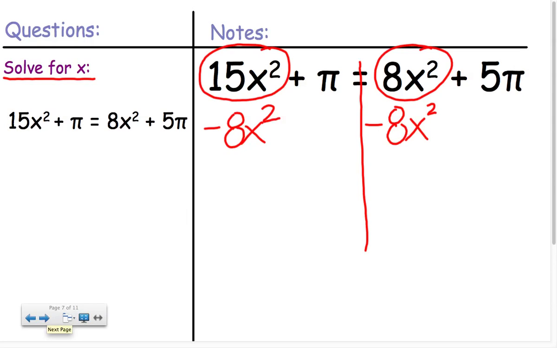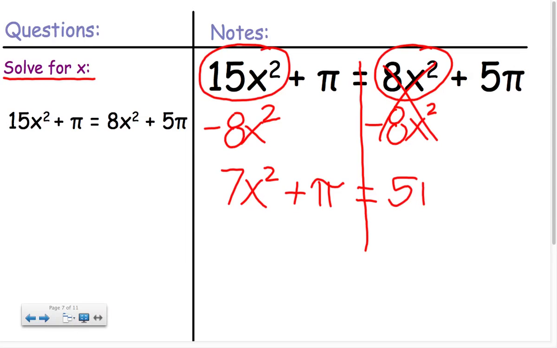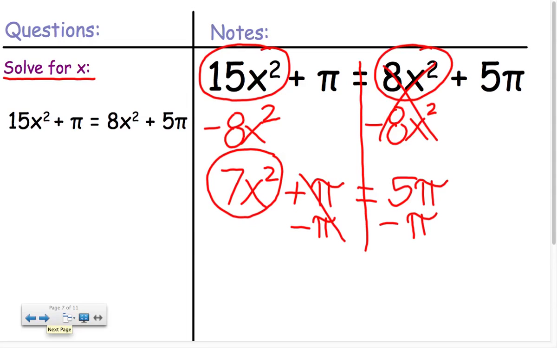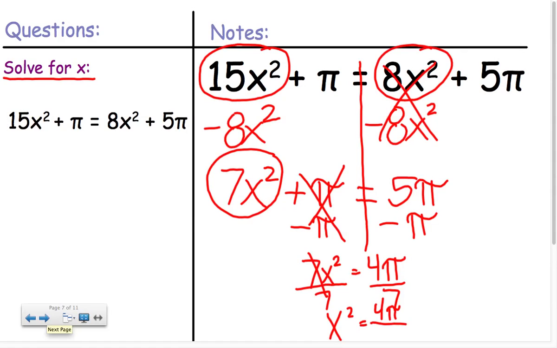So 15 minus 8 gives me 7. Bring down the pi. And bring down the 5 pi. Now 7x squared is my couple, meaning my third wheel is this pi. So I'm going to subtract pi on both sides to get rid of my third wheel. So I have 7x squared equals 4 pi, because 5 pi's minus 1 pi is 4 pi. Let's continue breaking up my couple, so divide both sides by 7. I'm left with x squared equals 4 pi over 7.